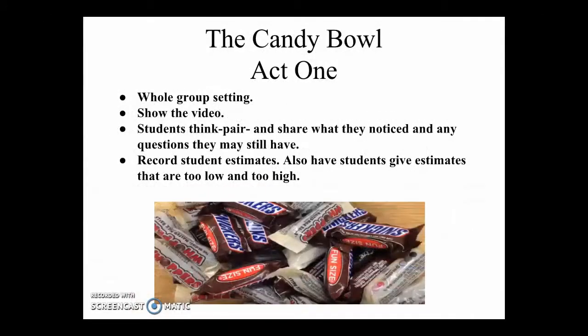Act 1 is conducted whole group. Start by showing students the video and have students record what they notice and wonder or any questions they have. Once a focus question is picked, students should give an estimate for the answer, as well as one that is too low and too high. These are often recorded on a number line. This is important for developing number sense. Watch the video that introduces the Candy Bowl.